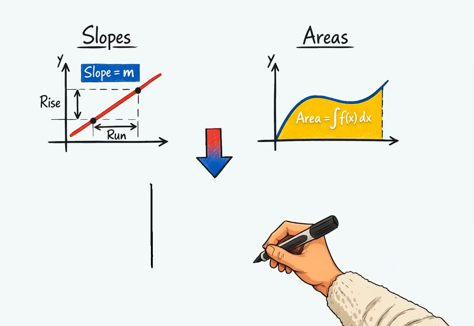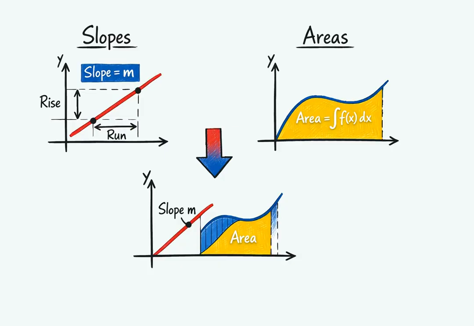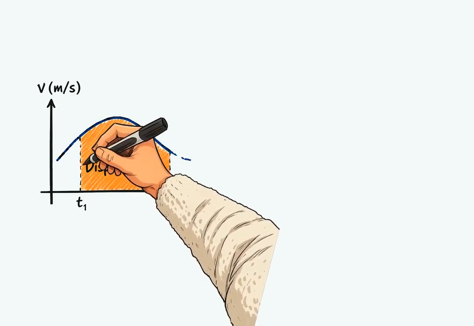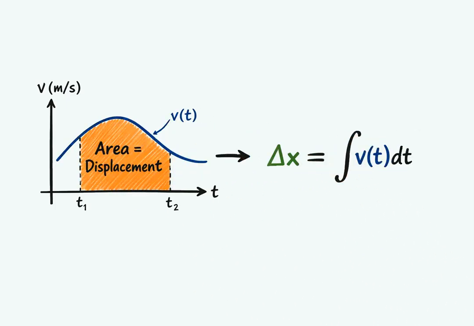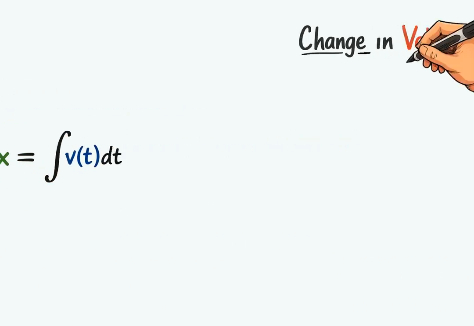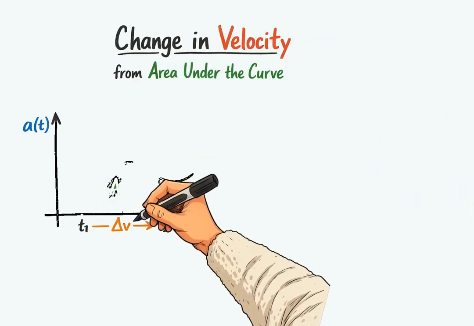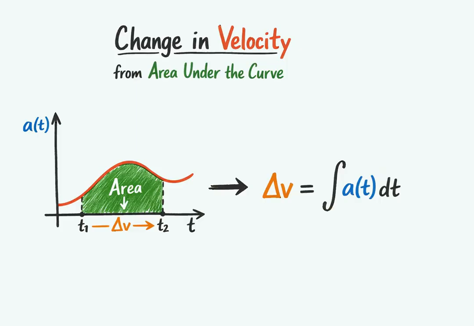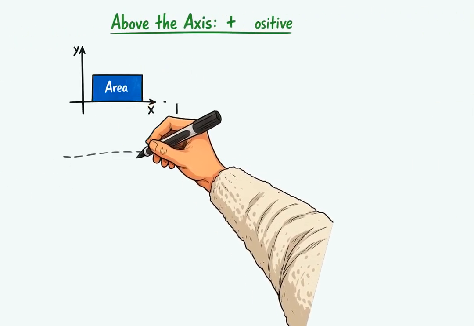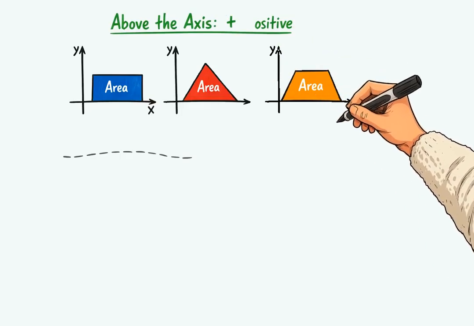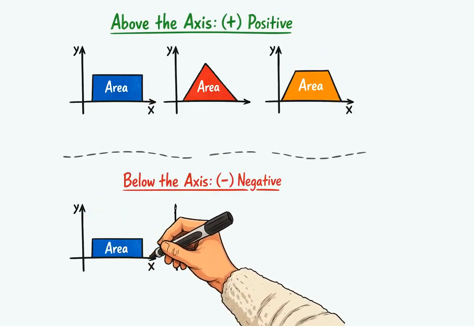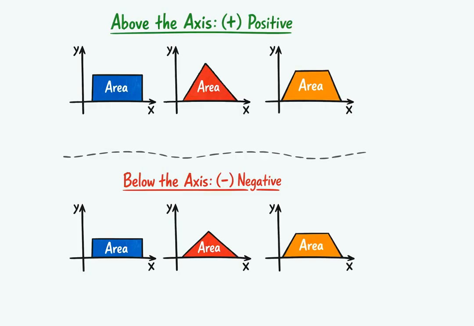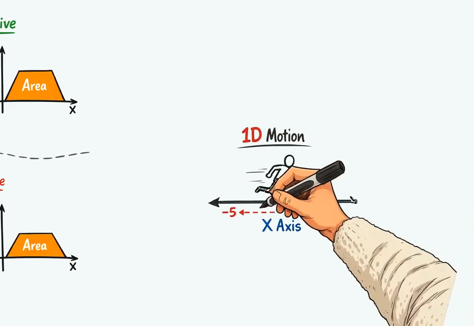Finally, graphs unify everything by pairing slopes and areas into one visual language. On a v of t graph, area gives displacement. Delta x equals the integral of v of t dt. On an a of t graph, area gives change in velocity. Delta v equals the integral of a of t dt. When graphs reduce to rectangles, triangles, and trapezoids, you can compute these integrals as ordinary geometric areas, and the sign follows from whether the graph lies above or below the axis.